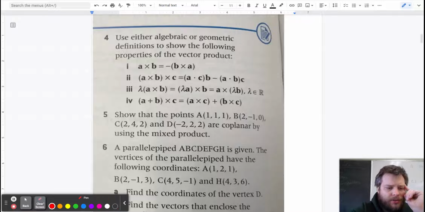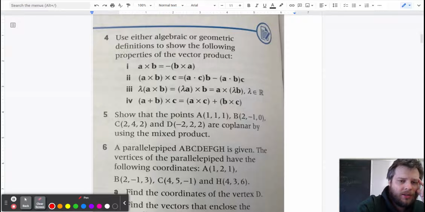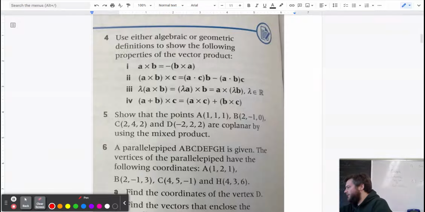All right, so I wanted to go through some of these proofs just using the algebraic definition. So I'm going to just use the formula from the textbook. You could also do it using the determinant of the matrix. Works just the same either way. So let's just pull it straight from the formula for the vector product. All right, here we go.